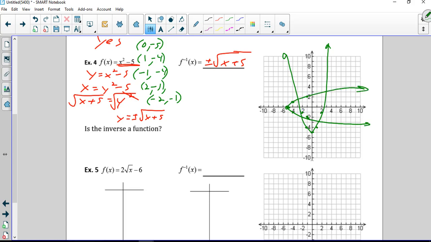And then, there's your inverse function. Now, our original is a parabola, which passes the vertical line test. Our new one does not. But think about it. That's why this is so important. If we did not have that minus, we would not have the bottom half, and it would look like it was a function. But since we include that, it does not.